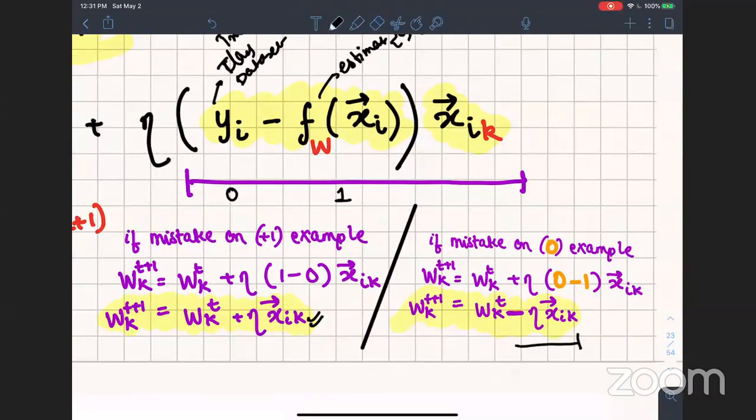So that's why perceptron is called an online model, because for every data sample, to update this W, you don't need to have the entire data set all at once.